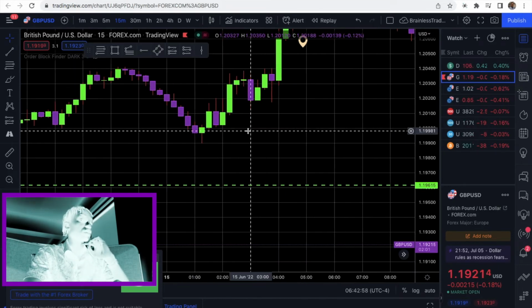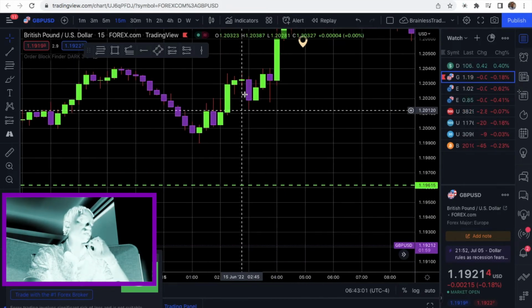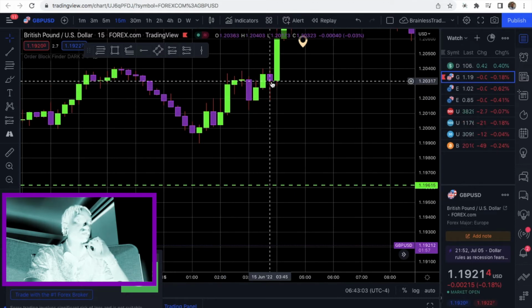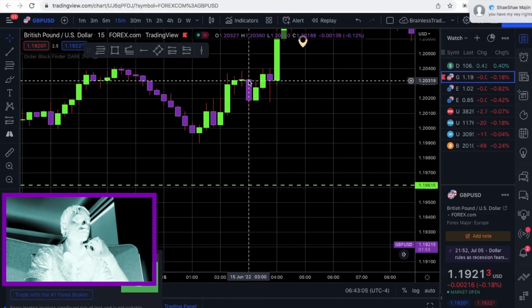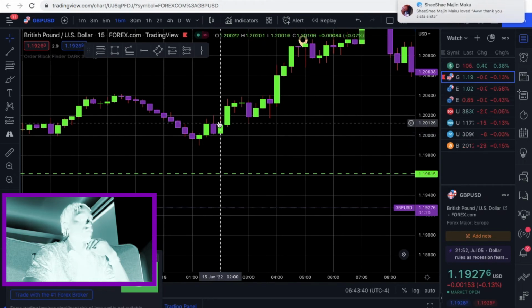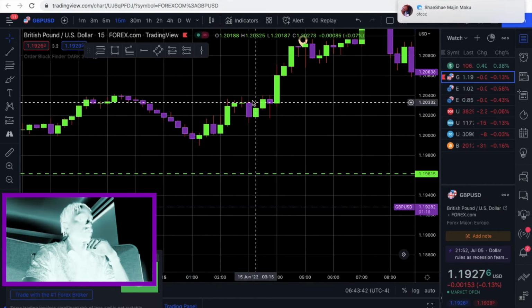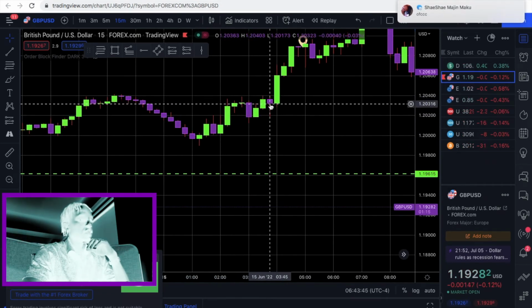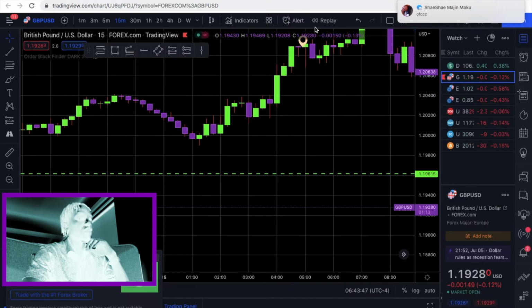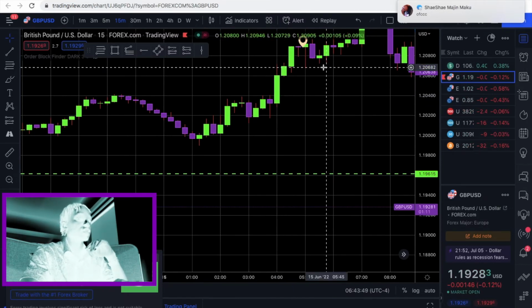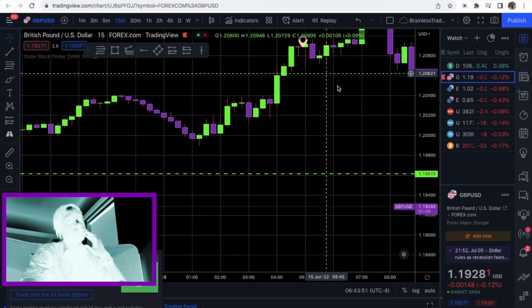So we see that price does that here, then this becomes an order block, and you see that price doesn't even close past this area, right? This order block gets traded off of, this one becomes an order block, gets traded off of, you see price expand fast, right? And that's how you know you were right.